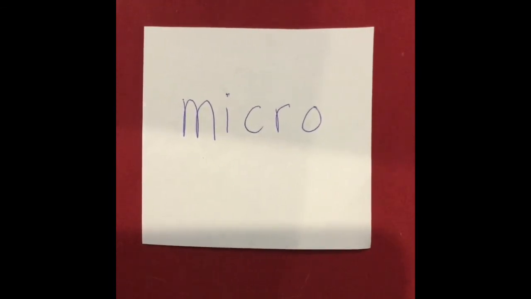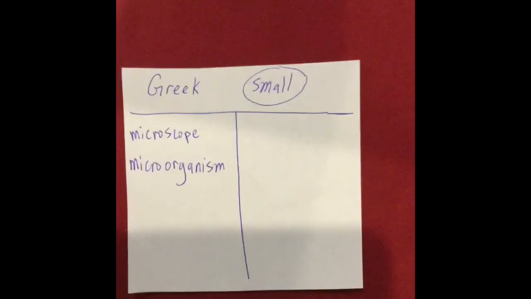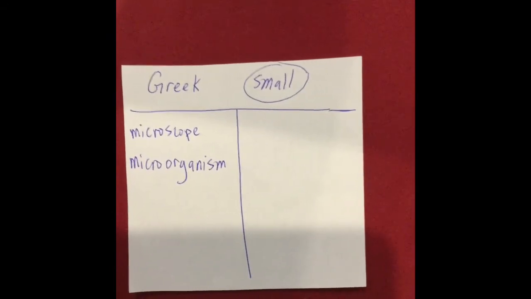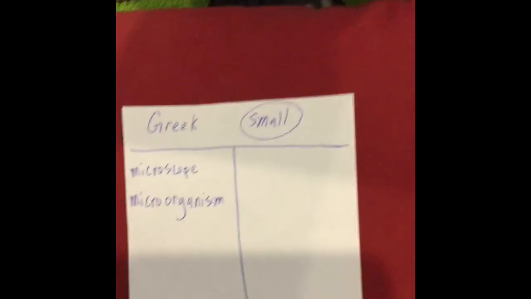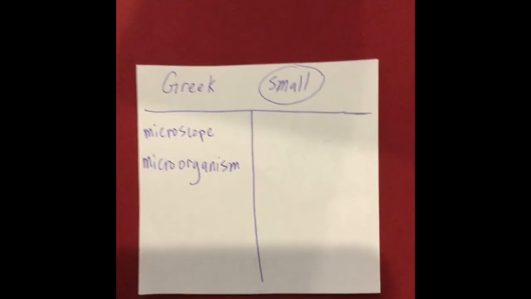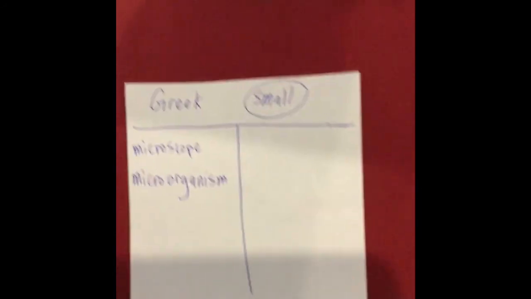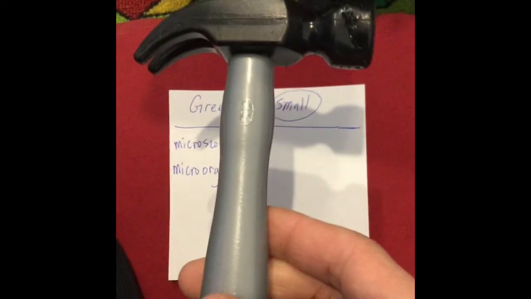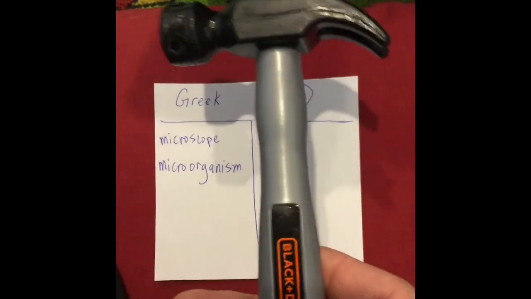And last we had micro. We knew that micro meant anything that is small or tiny. Microorganism, microscope, and I will draw a picture of my microscope, maybe I can draw a little tiny single-celled organism, or maybe I'll just draw my micro hammer, because that was pretty cool. Doesn't look too micro right here, but trust me, it is small.